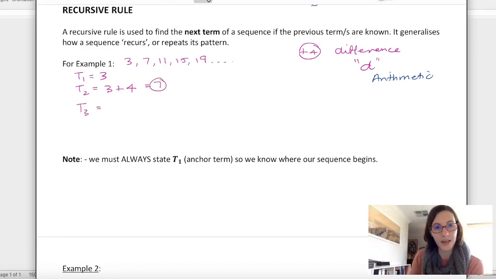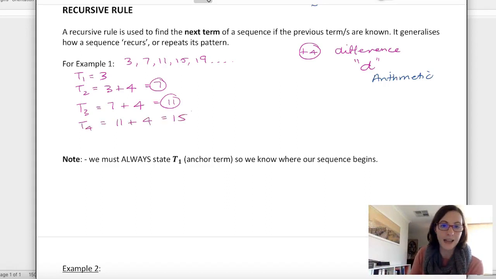To find term 3, we needed to take term 2 and then keep adding 4, and that gave us our term 3 of 11. So when we did term 4, we had to take term 3 and add 4, and that's how we got our 15. So what we want to think about is, well, what happens if I wanted to find term 10? Well, it seems I'd have to know the term before. So I would need to know term 9 so I could add 4 to it.